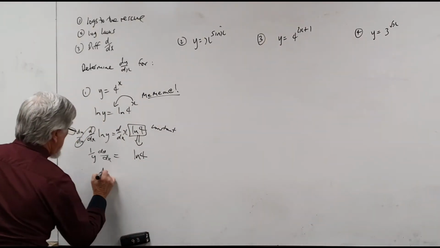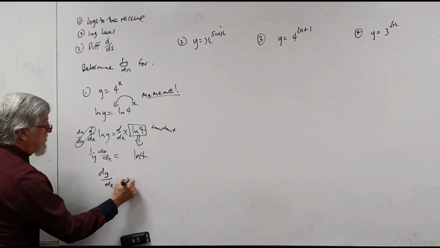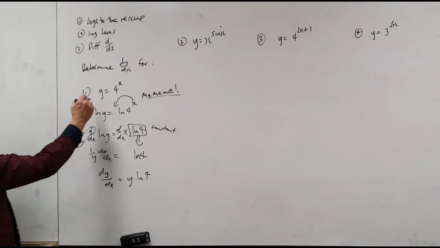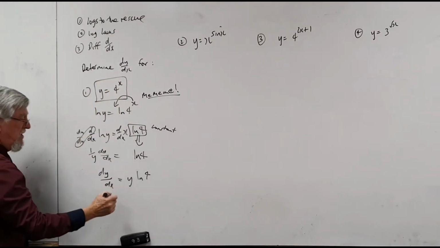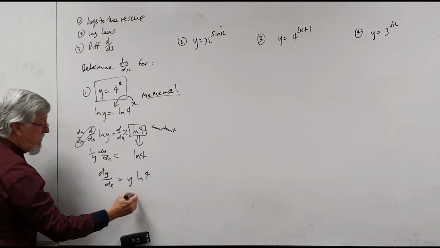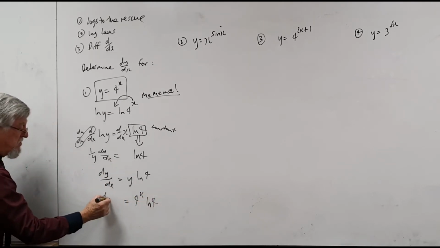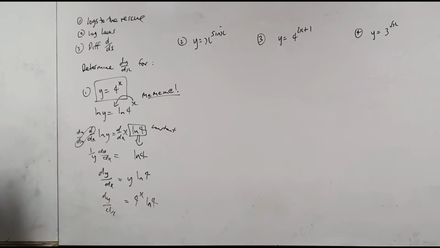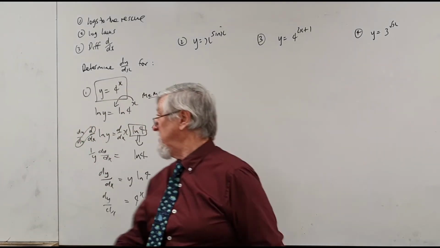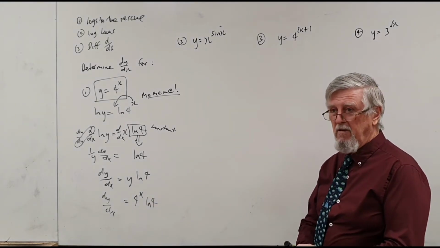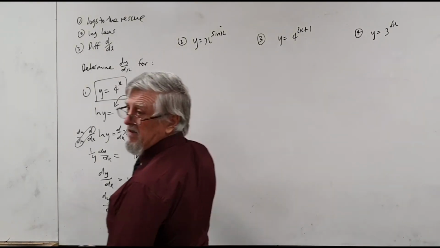So the answer is dy dx equals y ln 4. But we go a step further, which is substitution, because in the start we already knew that. So now you've got 4 to the x ln 4. And that's the derivative of 4 to the x. Now you knew it off by heart and said, I don't need that, I could have just gone ln 4 to the x. But what happens when you go to this one?